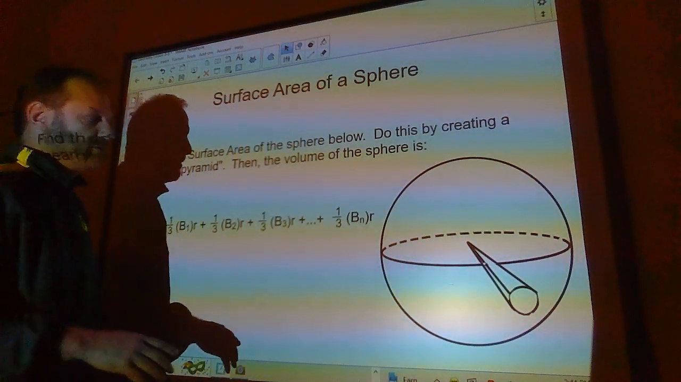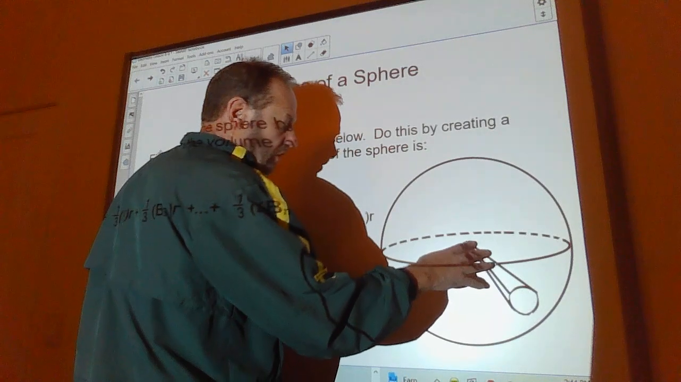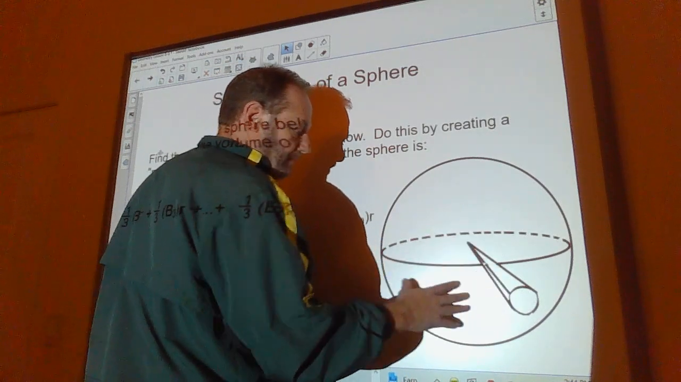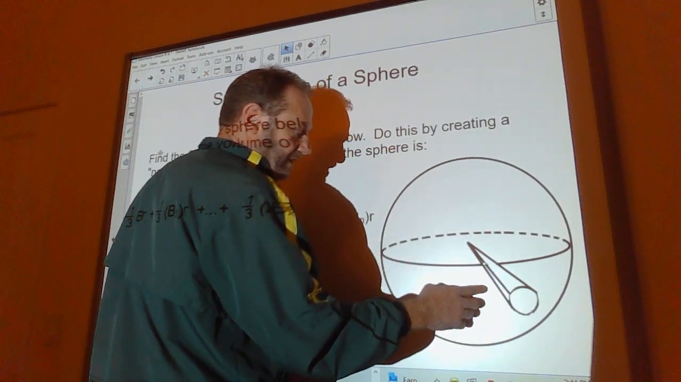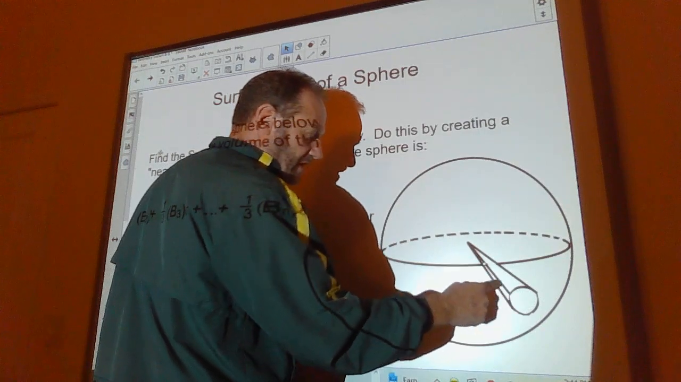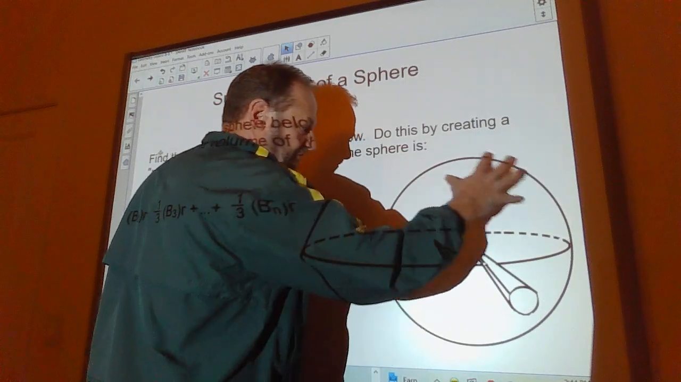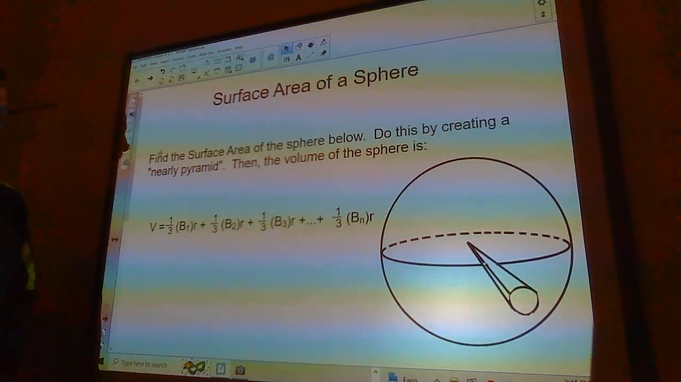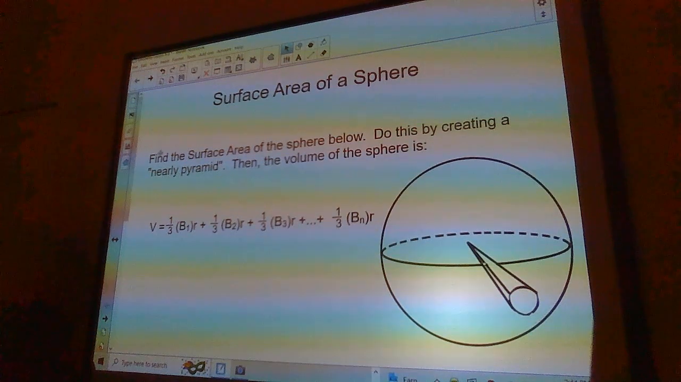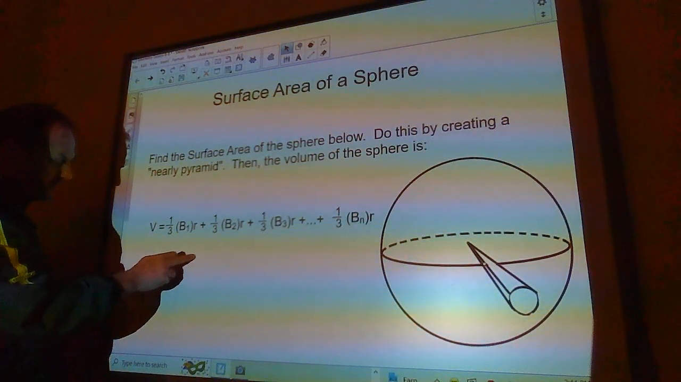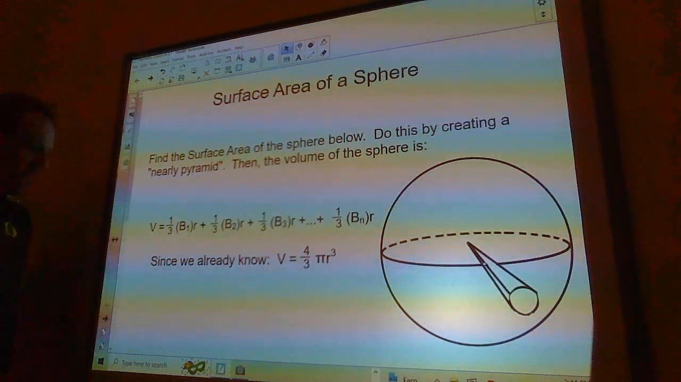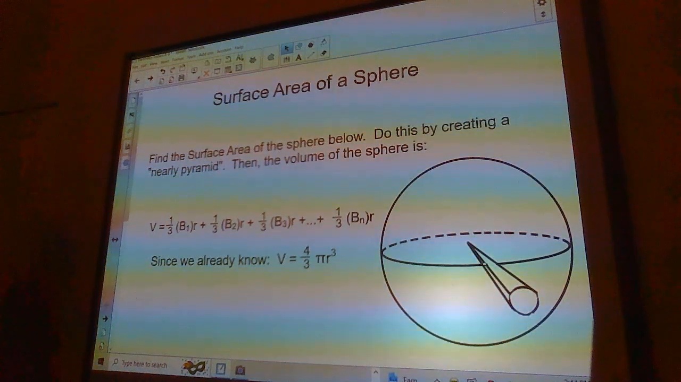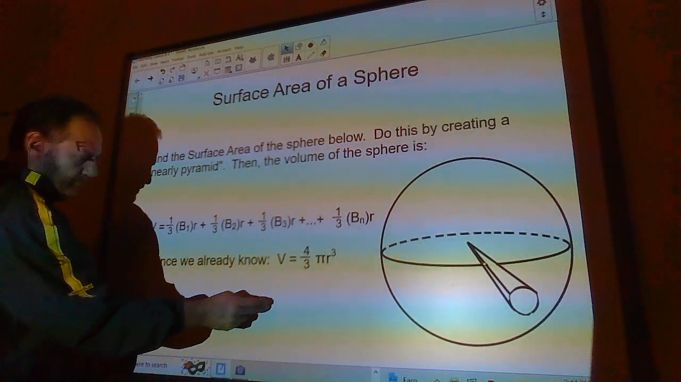So what we're doing is taking an infinite number of volumes of these type of shapes until we fill up this entire sphere with those shapes. That's going to be the volume of the sphere. Okay. Now, we already know that the volume of a sphere is 4/3 pi r cubed.